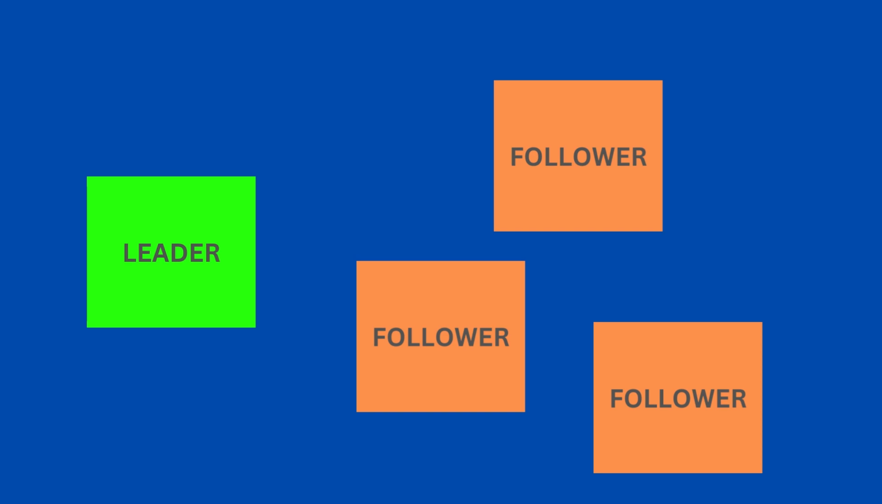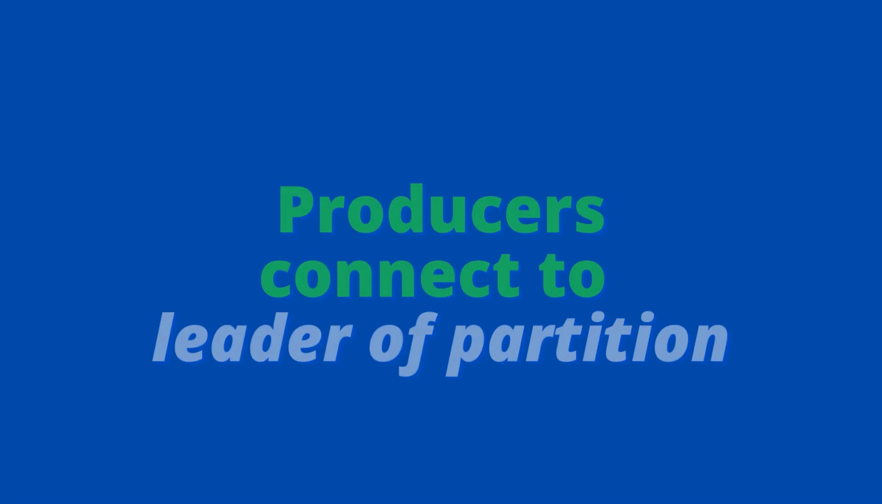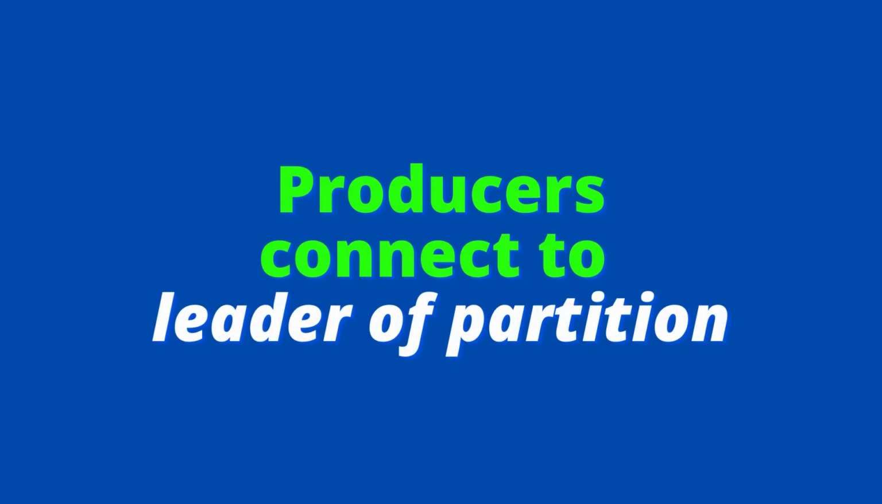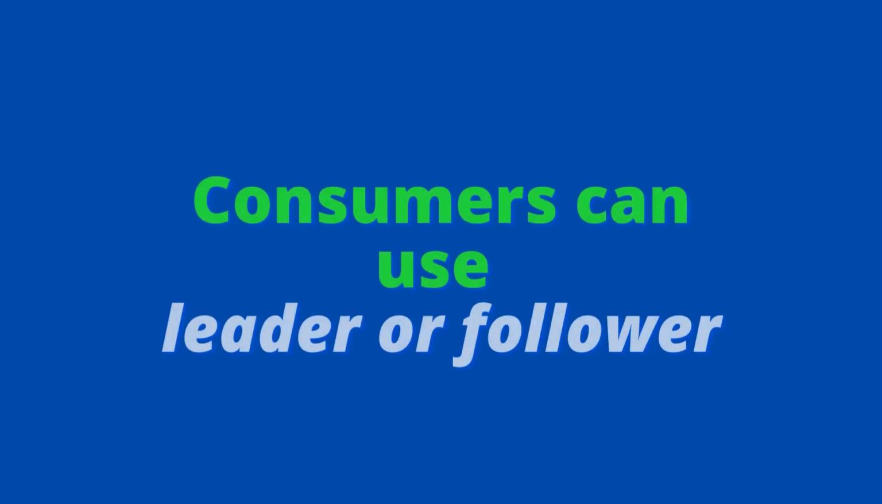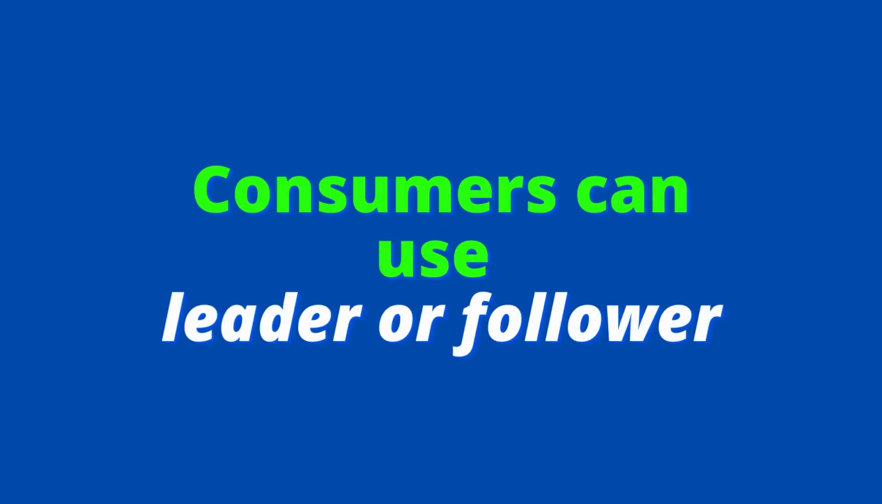So how do producers and consumers interact with a particular partition when there are several copies available across brokers? Producers always connect to the leader broker to publish messages to a particular partition. If the leader broker goes down for some reason, one of the follower brokers takes leadership of the partition. On the other hand, consumers don't have any such restrictions. They can fetch messages from either the leader or one of the followers.